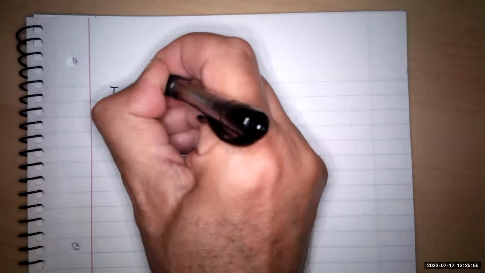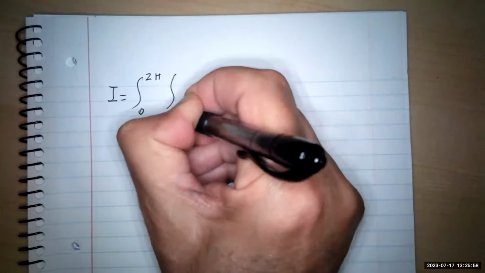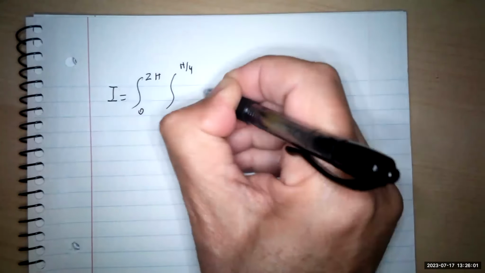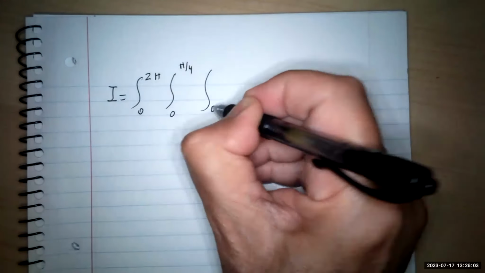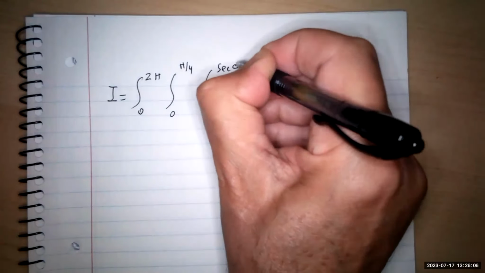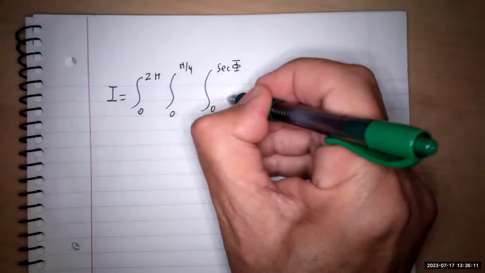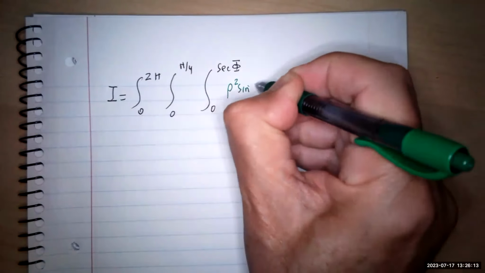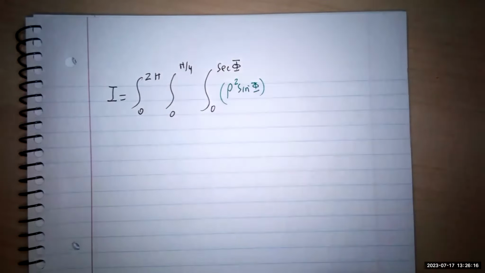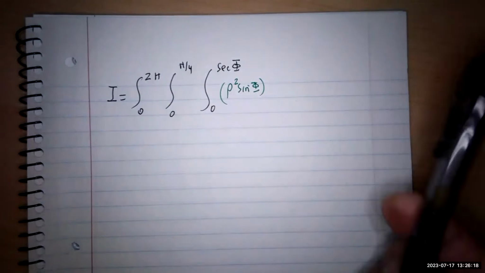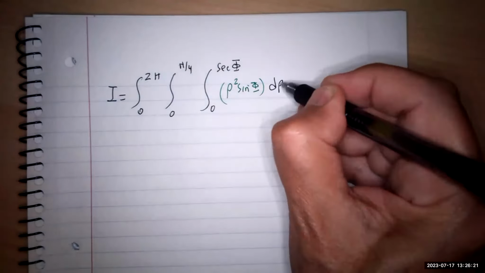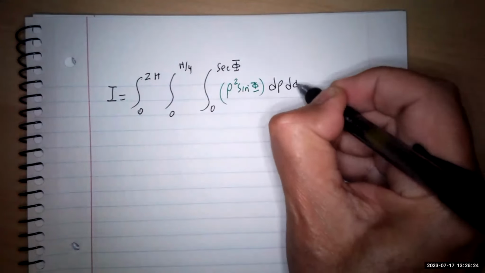Okay, let's form the integral. You see the integral is going to be a triple integral. So theta is between 0 and 2 pi, phi is between 0 and pi over 4, and rho is between 0 and secant of phi. There's no function, so the extra term is rho squared sine of phi. And simply d rho, d phi, d theta.